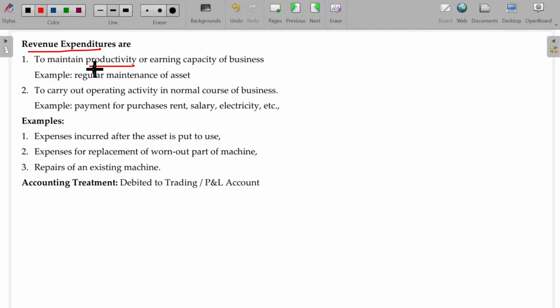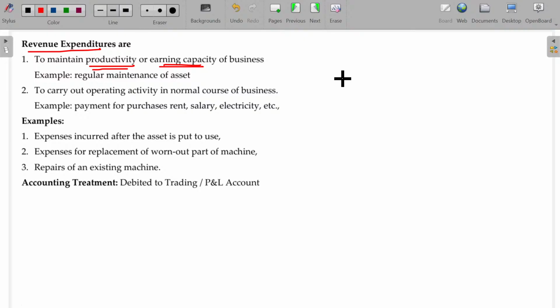To maintain the productivity or earning capacity of the business, so I have the machine. Okay, the machine is not working properly. To make the machine work properly, I have to do some repairs and regular maintenance now and then. And I have to use the oil and fuel properly. If I am spending regularly for maintenance or fuel and other things, that will be considered as your revenue expenditure. Unless you spend, the machine's performance will go down.